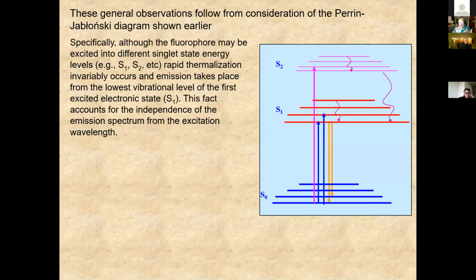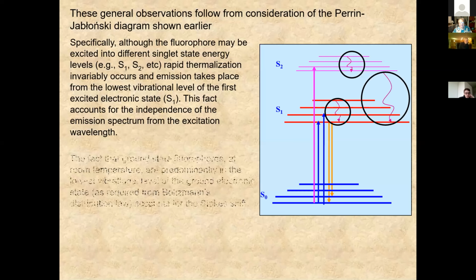And yes, to a first approximation, it's the mirror image, the emission and the absorption. And these rules follow from the Perrin-Jablonski diagram we discussed earlier. Here's an abbreviated version of it. Specifically, even though you excite to different electronic levels and different vibrational levels in these electronic levels, the emission always comes from the same lowest vibrational level of the first electronic state. So that's why the emission is independent of the excitation wavelength.